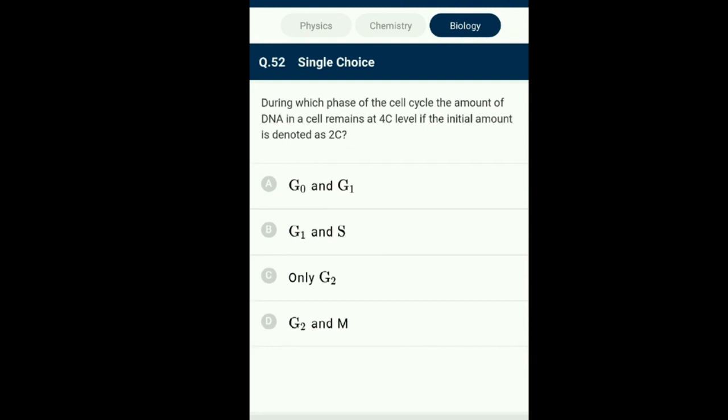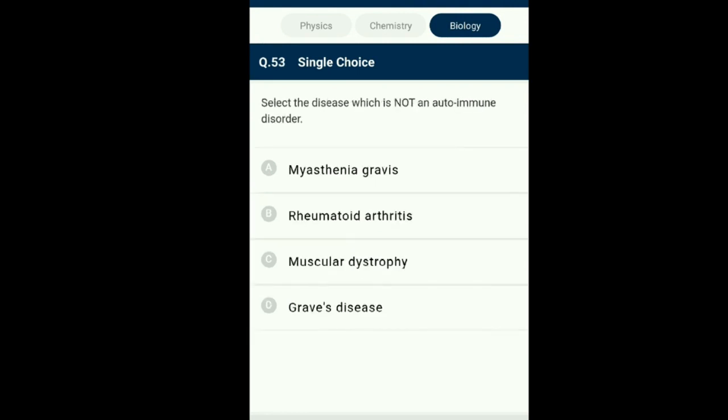During which phase of the cell cycle does the amount of DNA in a cell remain at 4C level if the initial amount is denoted as 2C? The sequential events that lead to the formation of new daughter cells by cell division, preceded by duplication of the genome, are termed the cell cycle. The whole cell cycle is broadly divided into two phases; during G2 and M phase, the DNA remains at 4C. Next question: which is not an autoimmune disorder? A condition where the body's own immune system mistakenly attacks the body cells or tissues is called an autoimmune disorder.